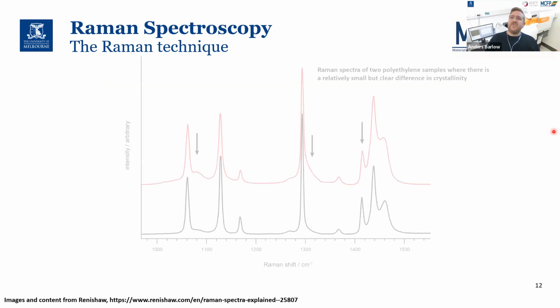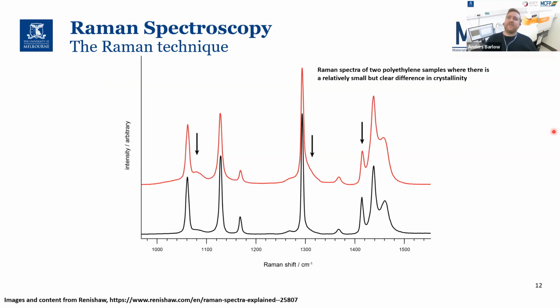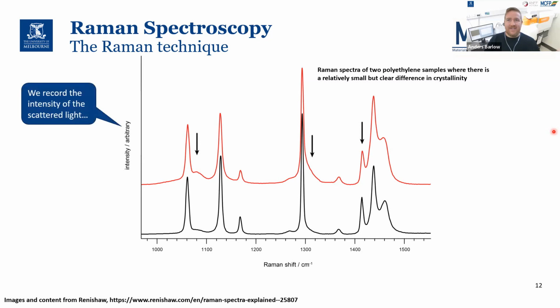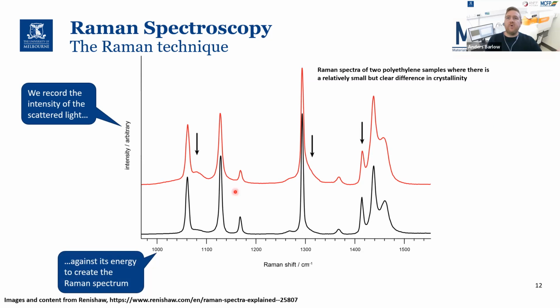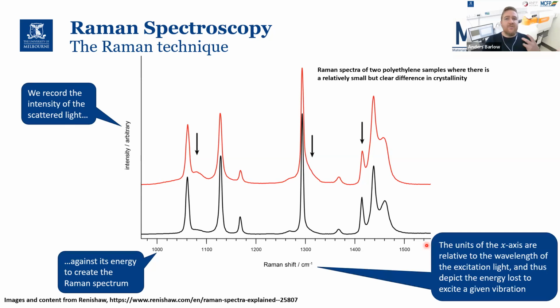Okay, so in the technique, what we are doing here is we are recording light intensity and then plotting that against energy. So we record the intensity of our laser light and present it against this particular x-axis here. And we call this, the units of this x-axis are in Raman shift or relative wave numbers. And the reason for this is this x-axis is presented relative to the excitation wavelength that you are doing. So it is a loss of energy from your incident laser light.